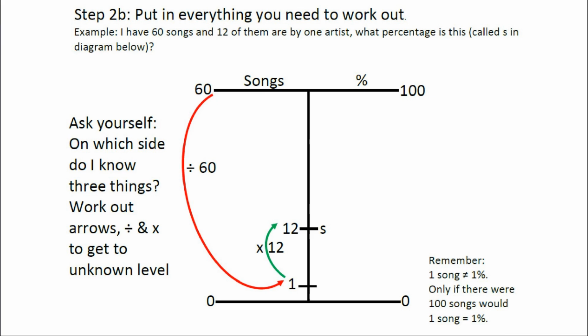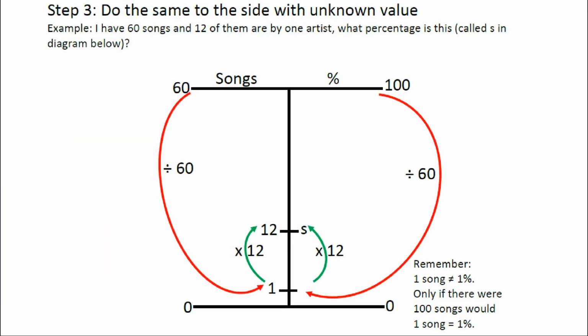At the very beginning, I used to put both red arrows in and then do the green ones on both sides at the same time. So I'd literally mirror it. But what I found was that kids would try and work out the value of what percentage one song was. They were trying to do 100 divided by 60 and getting all confused. So I learned to just do one side first and then put it on the other side as well. That's how I do it, because I found that actually works.